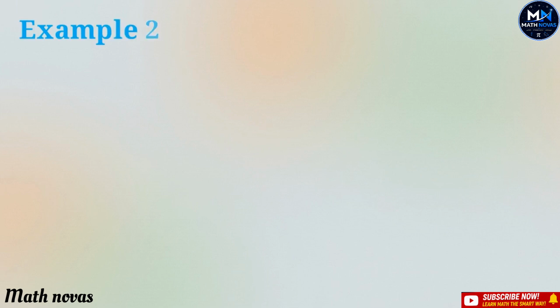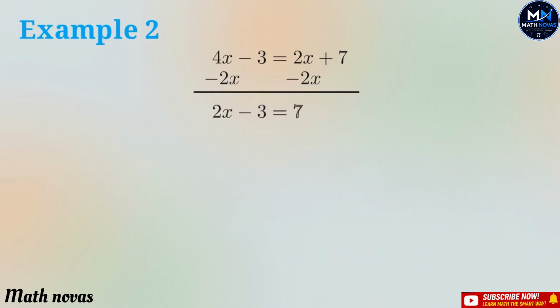Let's apply this to our second example. 4x minus 3 equals 2x plus 7. Following Step 1, we group the variables by subtracting 2x from both sides. That brings us to 2x minus 3 equals 7. For Step 2, we move the numbers. Since we have a minus 3, we do the opposite and add 3 to both sides. Now we have 2x equals 10. We divide both sides by 2 and x equals 5.